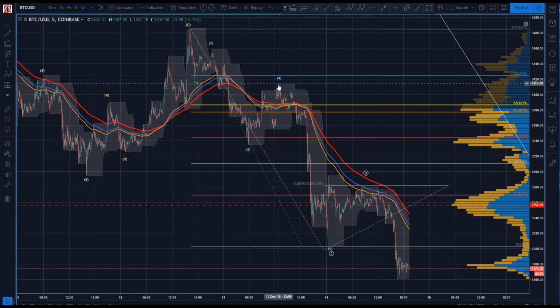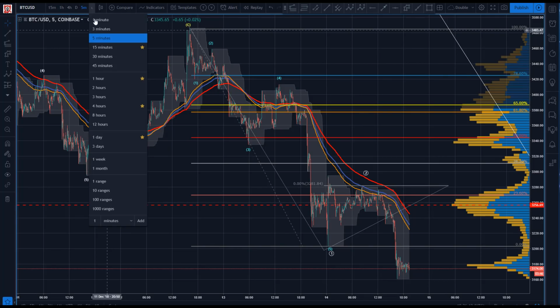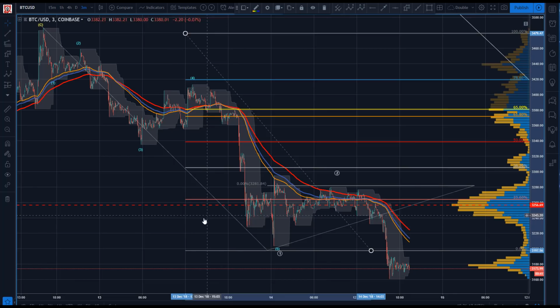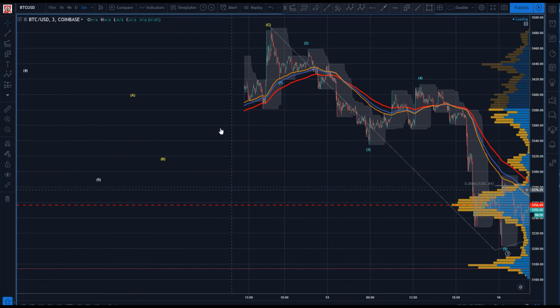So if this is 1, 2, 3, that looks more like a 3. This looks more like a 4. Darn it. Let's try the... Not going to the 1 minute. Just refuse to do it. Okay, so let's see. Can I get it in here?